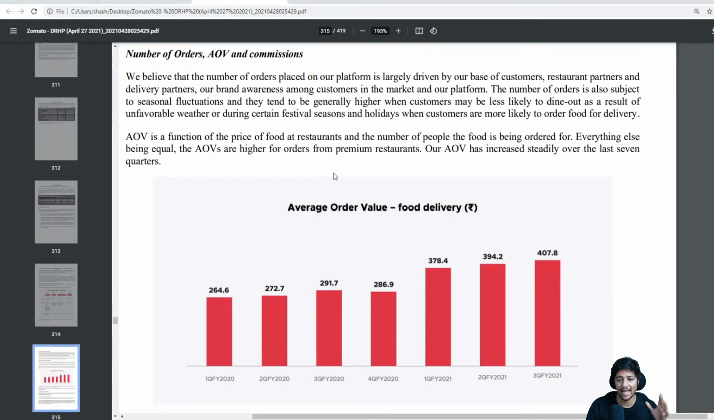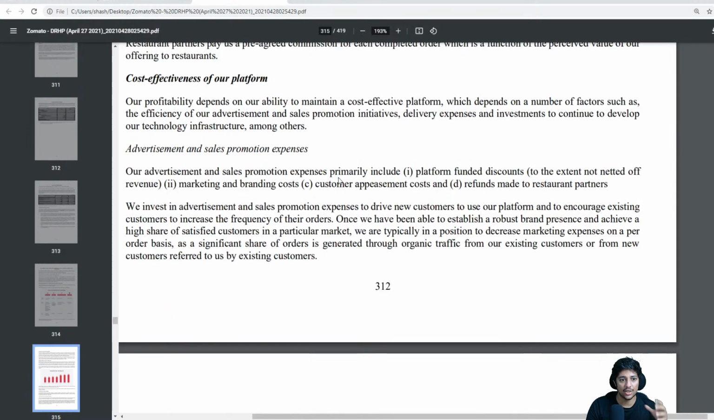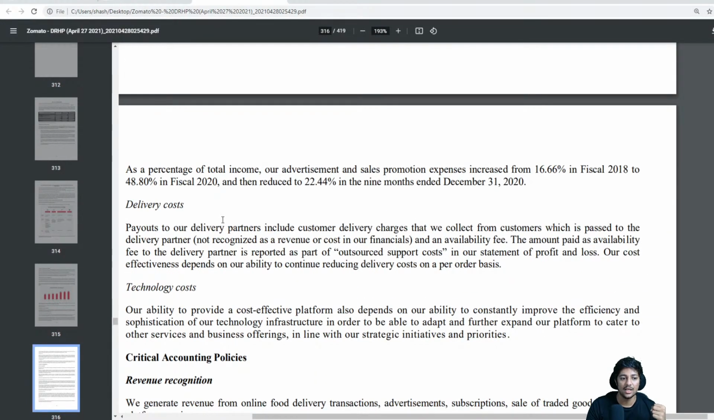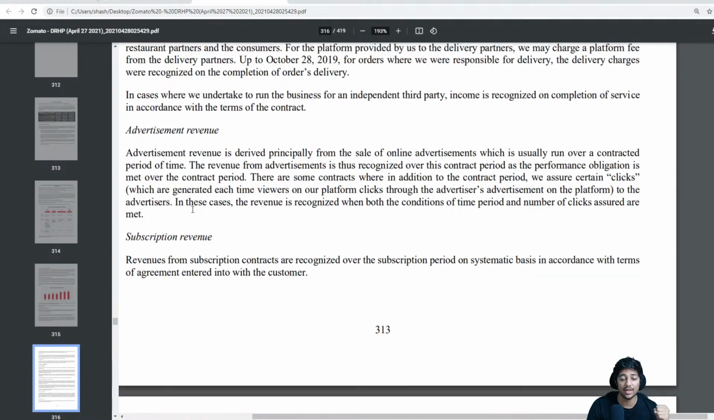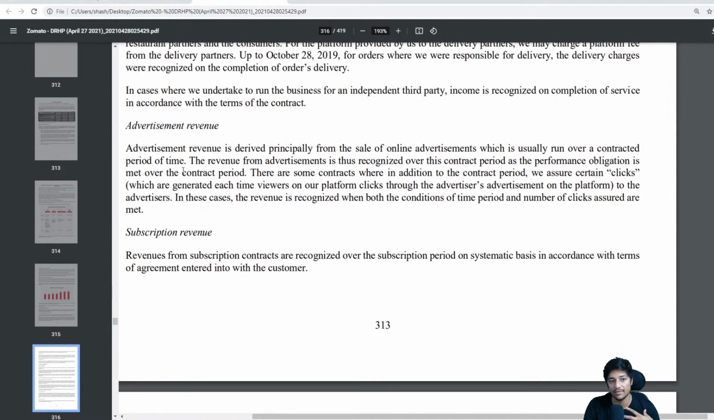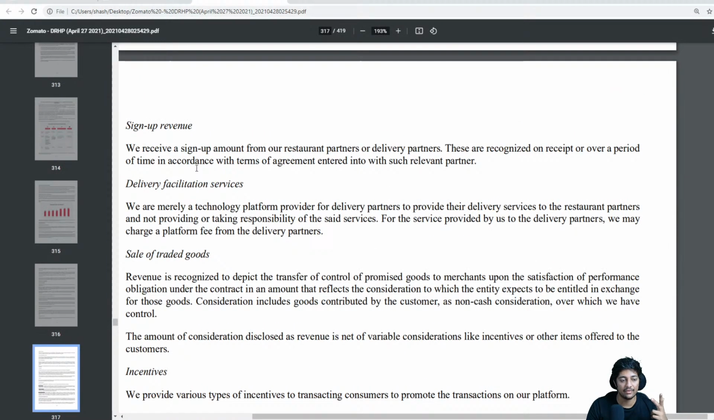They keep talking about their average order value going up, cost effectiveness they want to bring on the platform. They're talking about delivery cost, technology cost, critical accounting policies, revenue recognition. Basically, they want to make a lot of money from revenue. Advertising and subscription revenue, sign up revenue, right? There's even something known as a sign up. So when they receive a sign up amount from restaurant partners or delivery partners when they sign up. So every time Zomato comes and there's a restaurant, say Udupa's Kitchen wants to come and list on Zomato, I have to give them a signing fee. Like I have to pay them to get listed on their own platform, right? Insane.